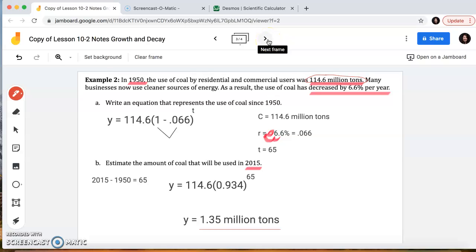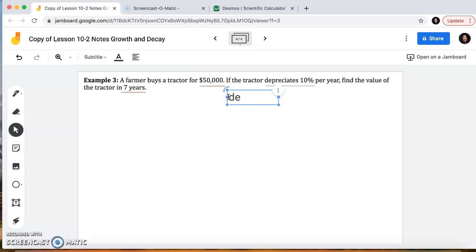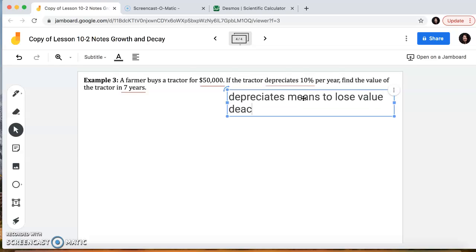All right, let's go ahead and look at the very last example. Now it says a farmer buys a tractor for $50,000. If the tractor depreciates at 10% per year, find the value of the tractor in 7 years. Now, depreciate means decay, basically, or loses value. Depreciates means to lose value. So if we're talking about losing value, we're talking about decay.